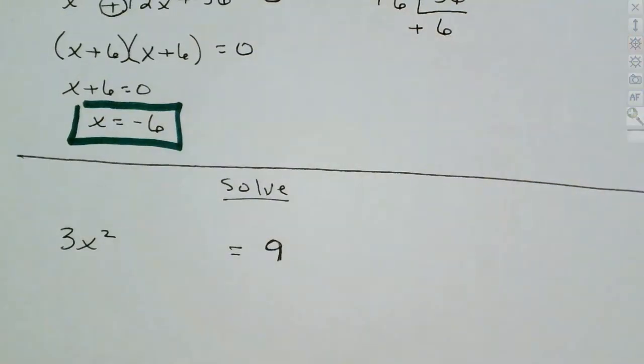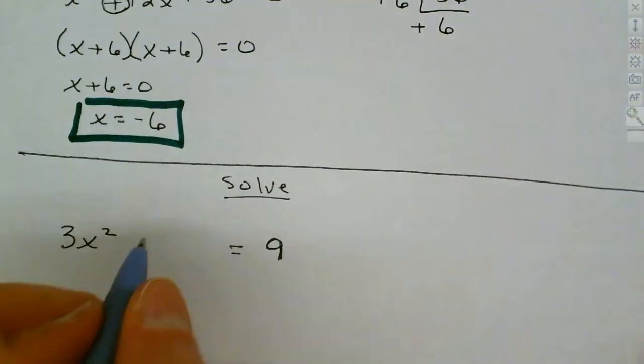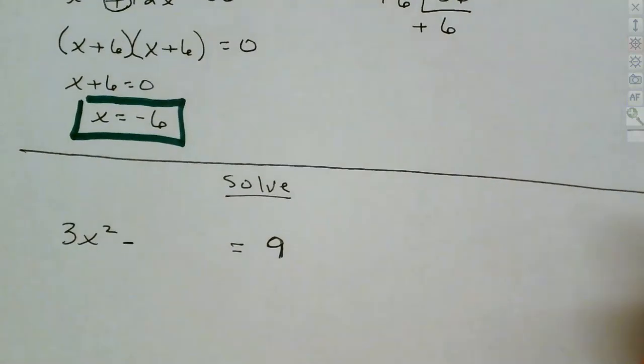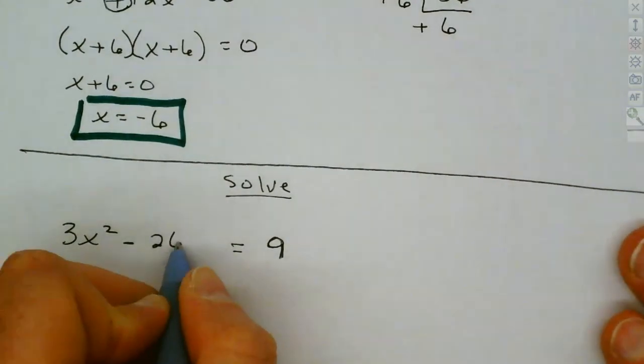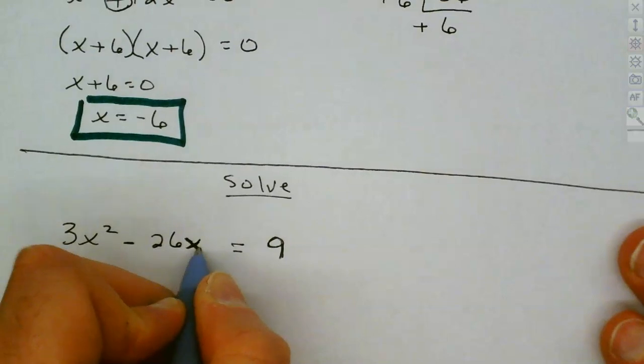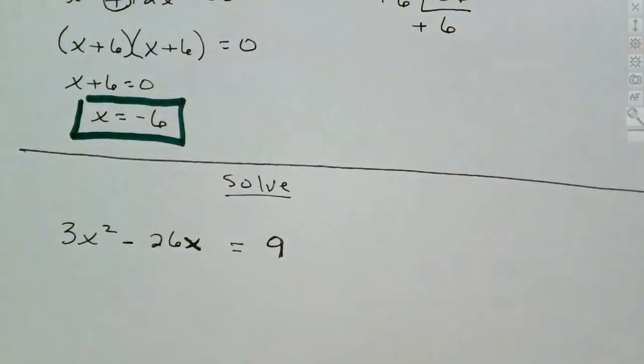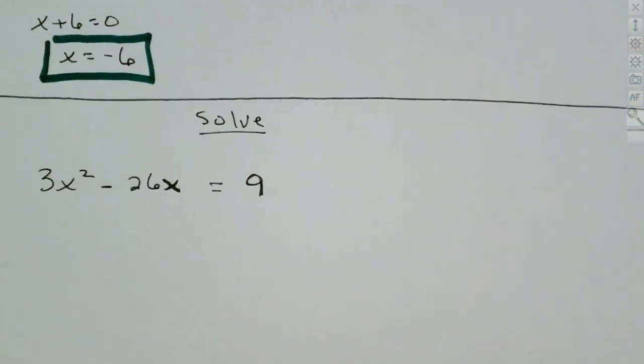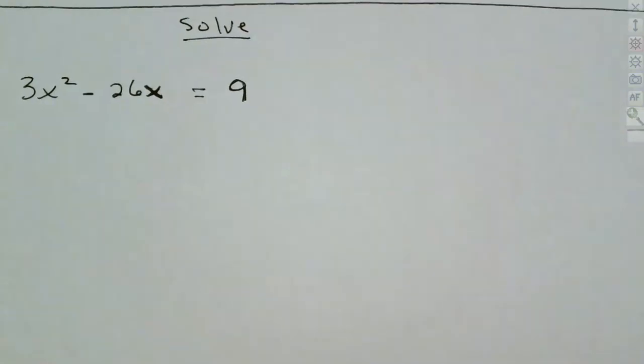And let me come up with the middle term here. Let's do, how about I'll move that over. How about a negative 26x here. So we're going to work with this one. And this one's a little bit different. Okay, this one's going to require an extra step.